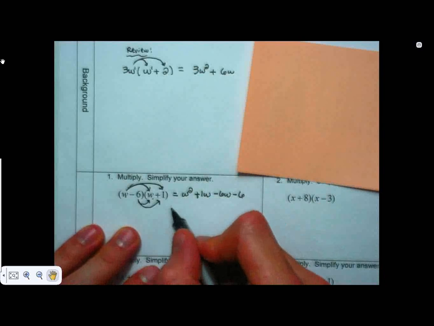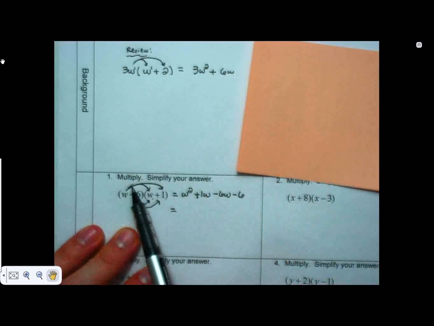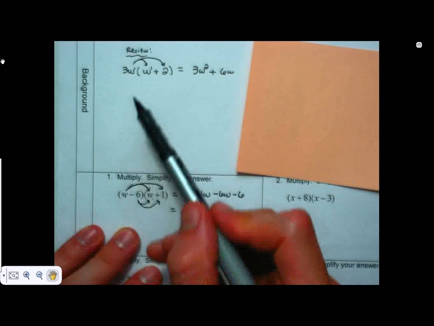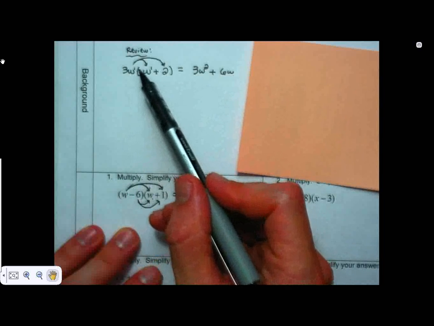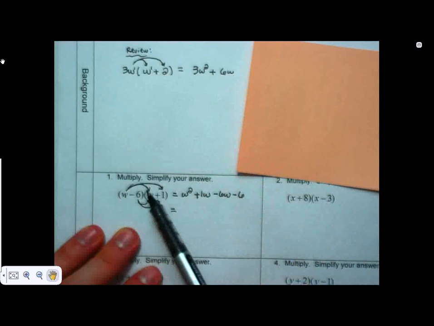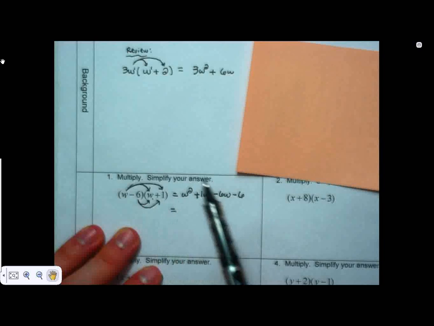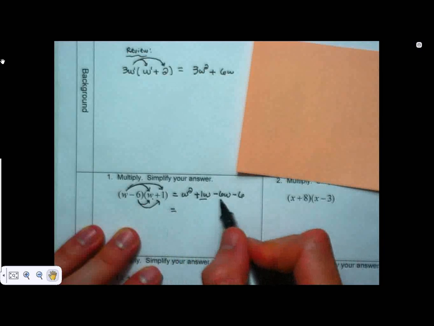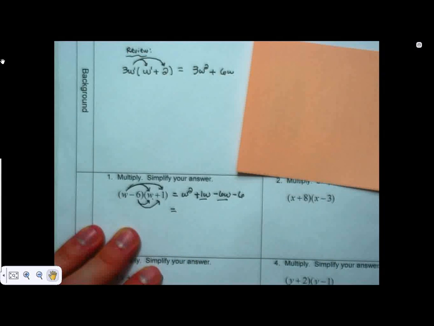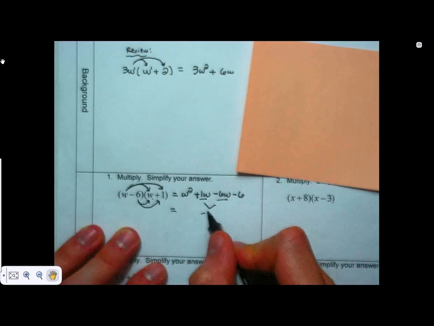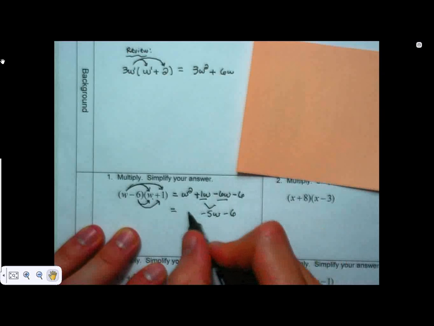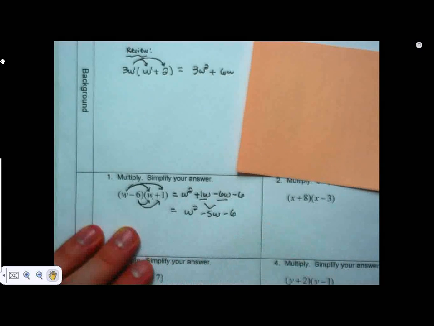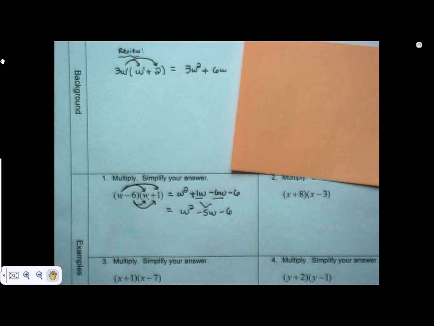Okay, so notice what I did. I started with the first term and I distributed that term all the way through, just like I did in this review exercise. I distributed the first term all the way through, and then I moved to the next term and I distributed that term all the way through. And now what I'm left with is 4 terms, but 2 of those terms are actually like terms. I can put those together. So 1w minus 6w is going to give us negative 5w, and then we can carry everything else down. And that's as far as we can go.